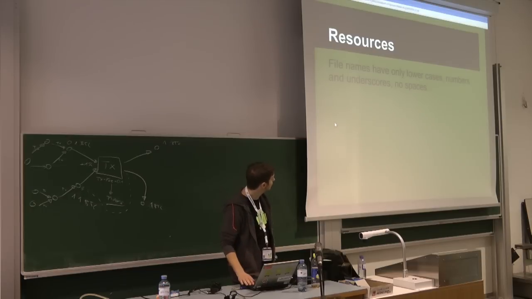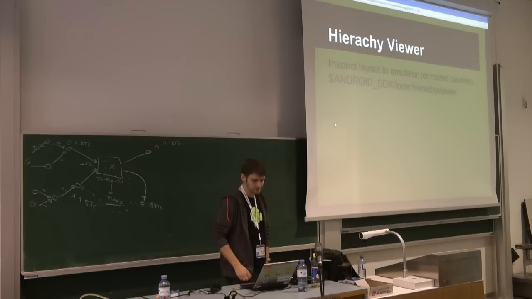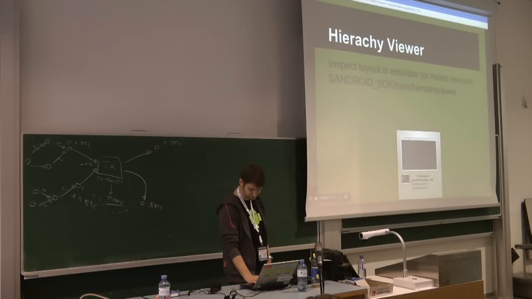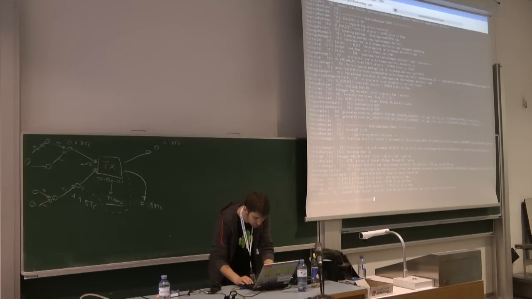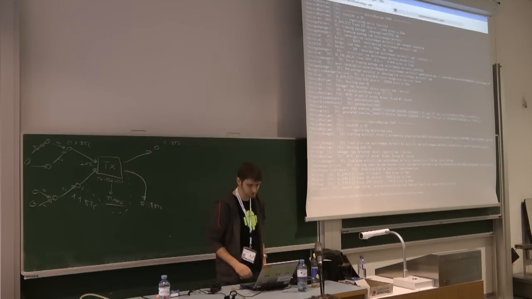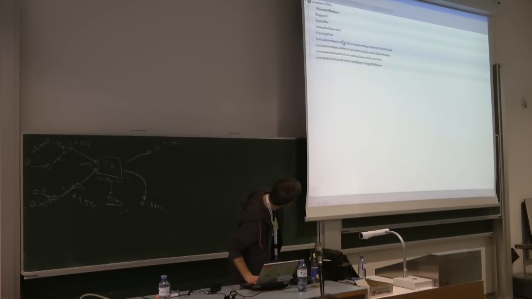The resource names are only lowercase letters, numbers and underscores, no spaces, and no uppercase, and Eclipse will tell you that's not allowed. There is an interesting tool called Hierarchy Viewer. If you test your device, it will tell you so. Where is it? So, Hierarchy Viewer. For instance, there is this.